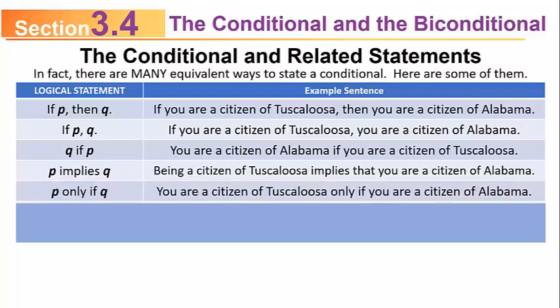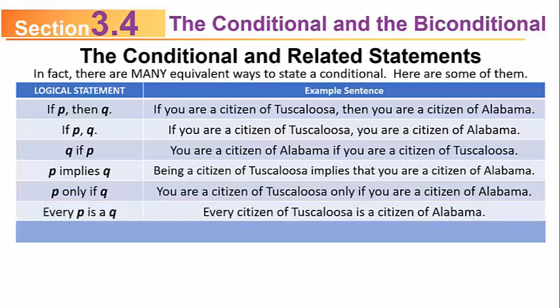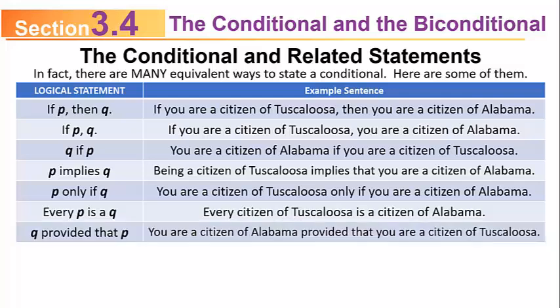P only if Q. You are a citizen of Tuscaloosa only if you are a citizen of Alabama. Again, logically equivalent to the original. Every P is a Q. The example sentence would be, every citizen of Tuscaloosa is a citizen of Alabama. And Q provided that P. You are a citizen of Alabama provided that you are a citizen of Tuscaloosa.